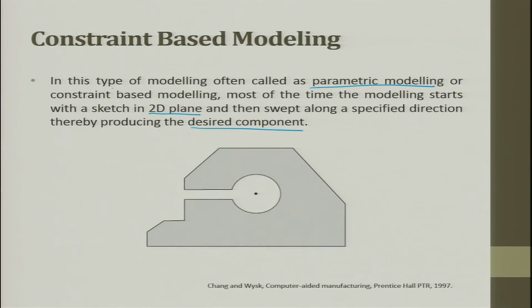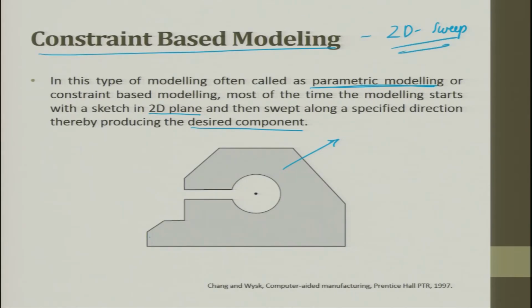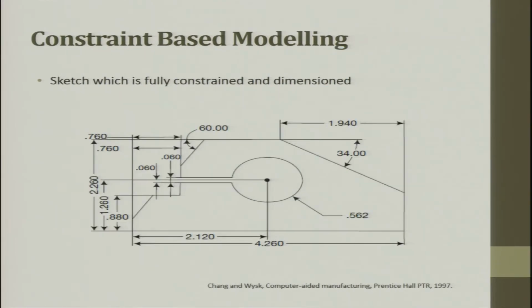When we talk about constraint based modeling, often called parametric modeling, most of the time the model starts with a 2D sketch and is then swept along a direction so that you get a 3D object. This is the same thing we studied in 2D with the sweep command. There it was a simple object, but here it is a completely real time object. You construct this 2D sketch, then give the desired depth, which makes it 3D, and then you get the component.